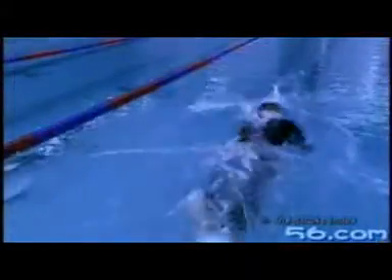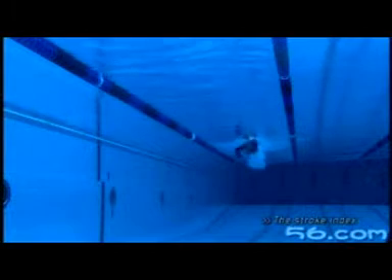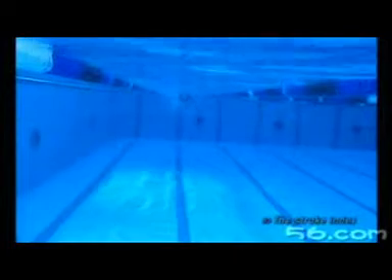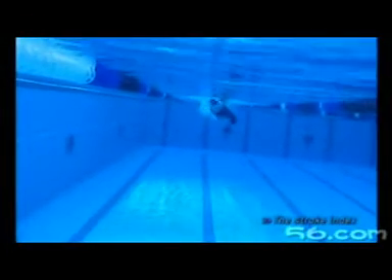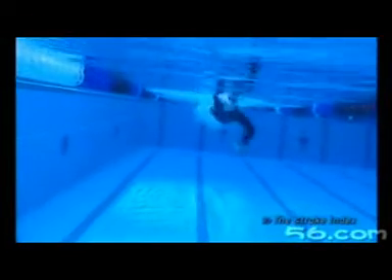There are 2 types of breathing that Ian uses during training and competition. The first is bilateral breathing, where Ian breathes to both sides, 1 in 3 strokes. The second is unilateral, where Ian breathes only to one side, 1 in 2 strokes.